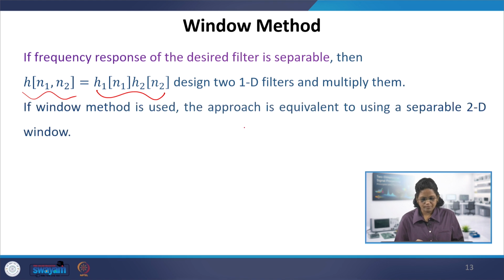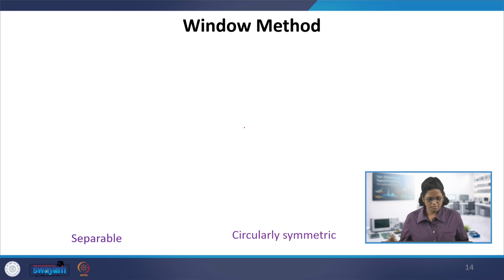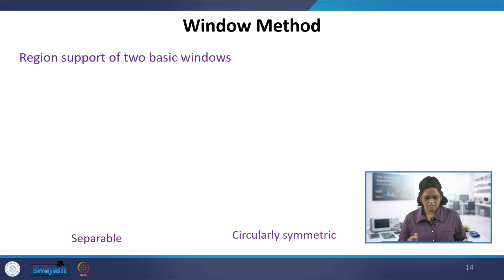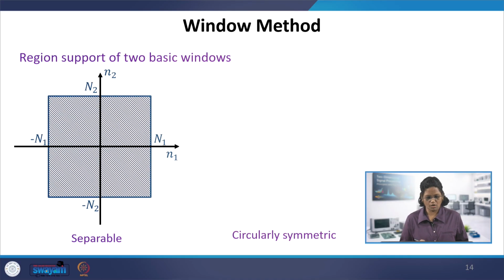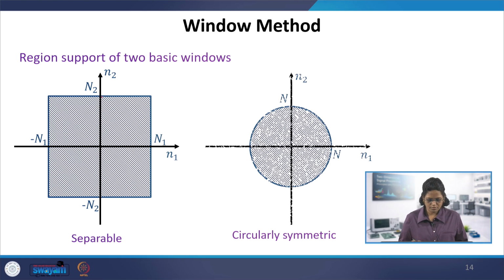And here we can see the region of support of these windows, how it will be if it is a separable window. The separable window we had seen in the previous lecture, that is N1 and N2. This is for the impulse response, or the number of samples here. So it has N1 samples and N2 samples, a square pattern, and for the circularly symmetric window, this is N. So this is the window in the time domain, or the spatial domain, that we are talking about.